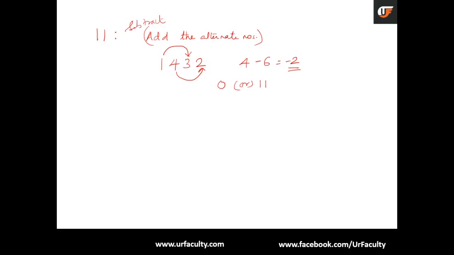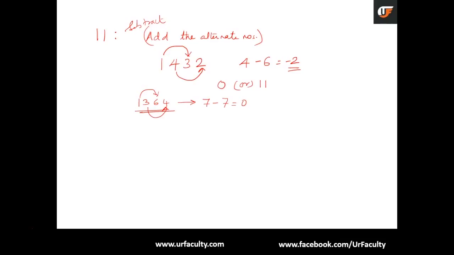Now let's take the example of 1, 3, 6, 4. What happens in this case? 1 plus 6 is 7, 3 plus 4 is 7, and the difference is 0, which means 1364 is divisible by 11.